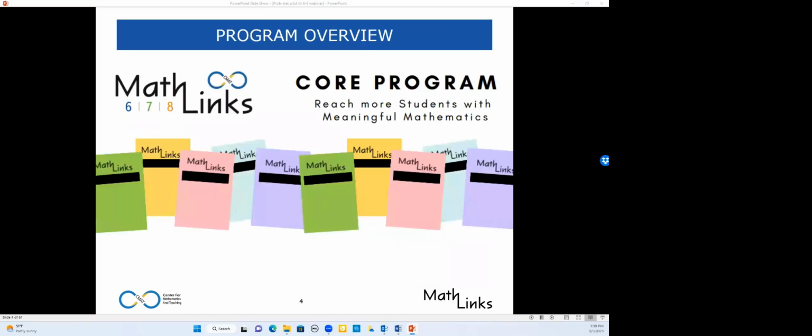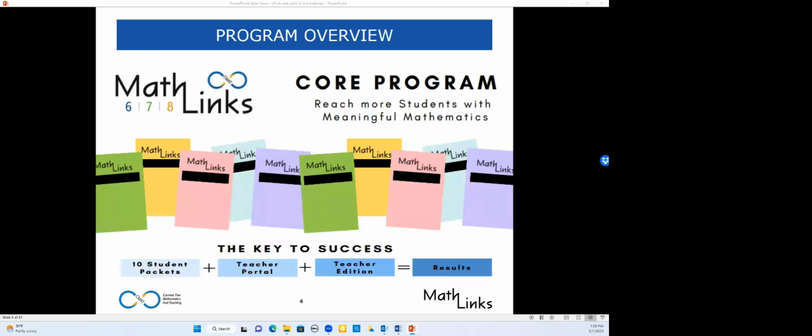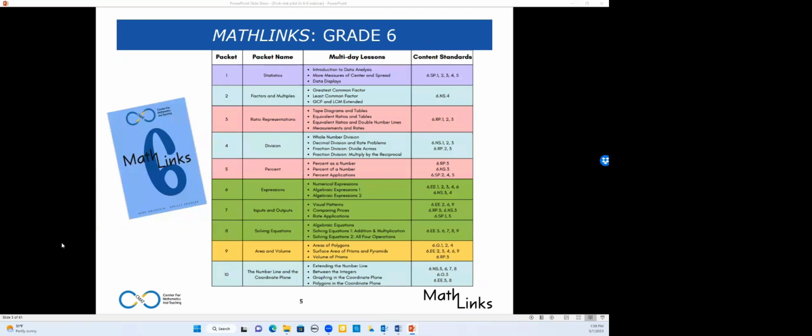Remember that new MathLinks programs are complete, cohesive, core programs that are student and teacher friendly and efficient to use. Here you see the scope and sequence for 6th grade. The lessons in just 10 student packets allow you to address all grade level standards in only 100 class hours, leaving plenty of time to do other important work.